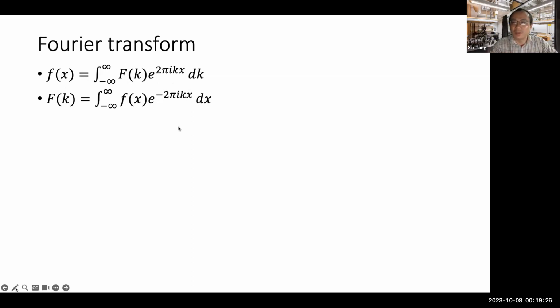You can also do it in the spatial frequency. x is a space location, k is a spatial frequency, like in a grating, right? The grating has different density of the lines there, right? That's a spatial frequency. So that's the same idea.